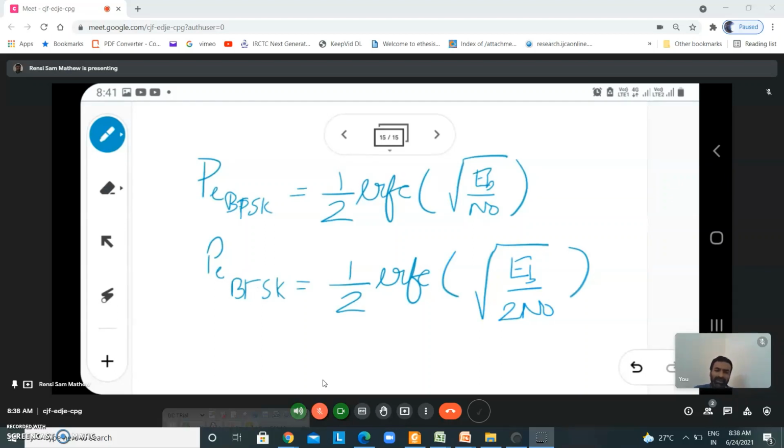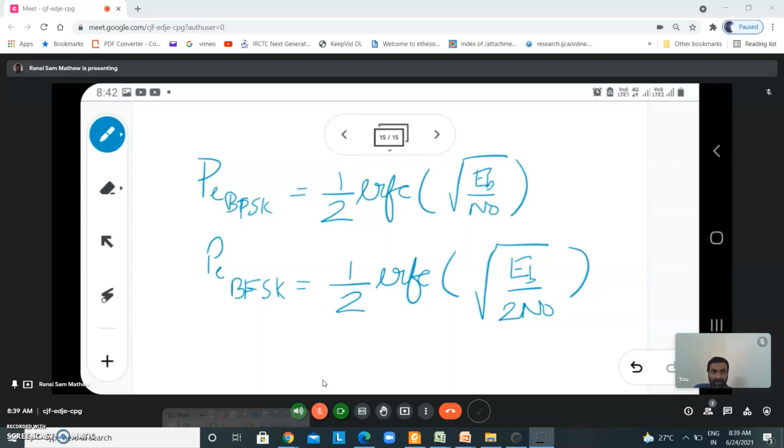Now N0 is the variance. It is not a problem, it is the same for both. But what about Eb? Eb is the energy per bit. The first case is the energy per bit in the case of the BPSK signal, and the second is for the BFSK signal. So which term is more, Eb by N0 or Eb by 2 N0? Eb by N0 is greater than Eb by 2 N0.